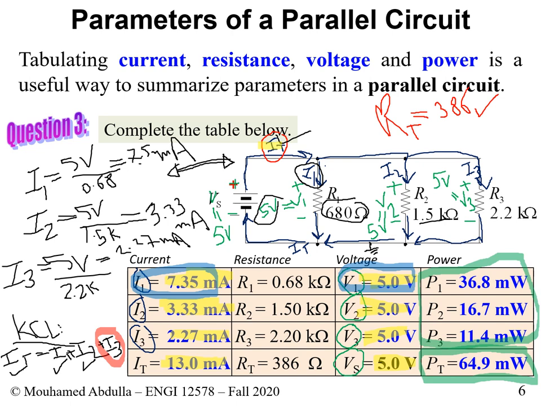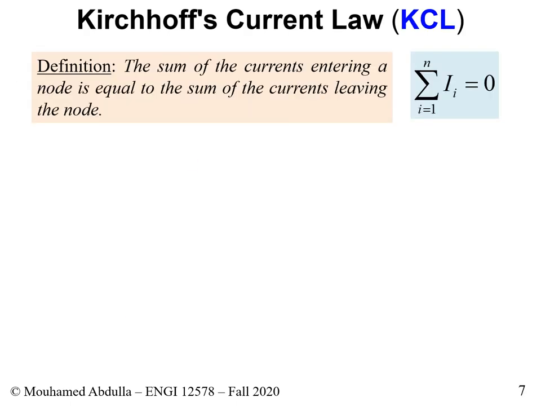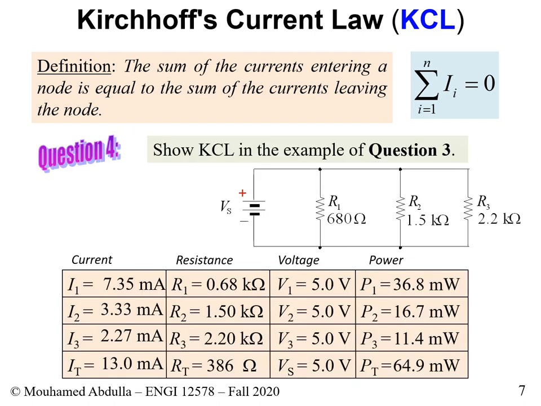Okay. I kind of briefly mentioned KCL on the previous slide. Essentially, KCL, or Kirchhoff's current law, can be summarized as follows. It is the sum of the currents entering a node, which is equal to the sum of currents leaving a node. So I think it could be easy if we look at it in an example. This is exactly what we did here.